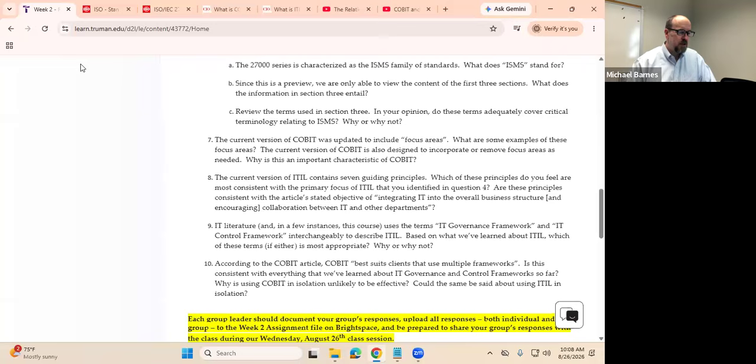Next question. Are these principles consistent with the article's stated objective of integrating IT in the overall business structure and encouraging collaboration between IT and other departments? Jonathan, what does your group say on this one? For number 9. For number 8. Second question, number 8. You said that the principles are consistent with the article's stated objective, that we can keep going out. The main principles look to create a culture between departments by collaborating and automating.